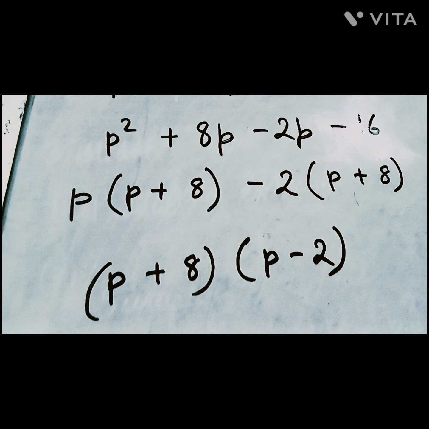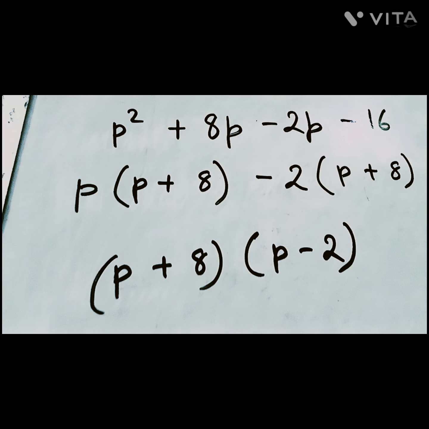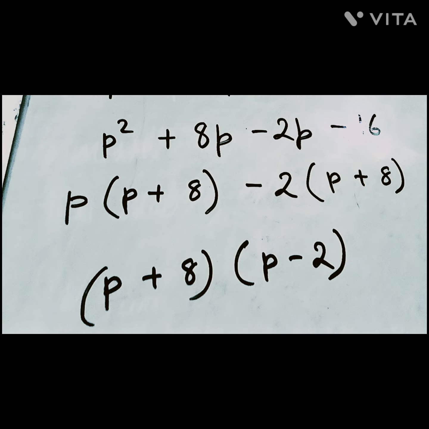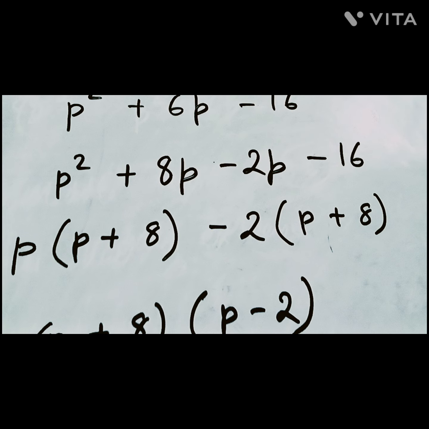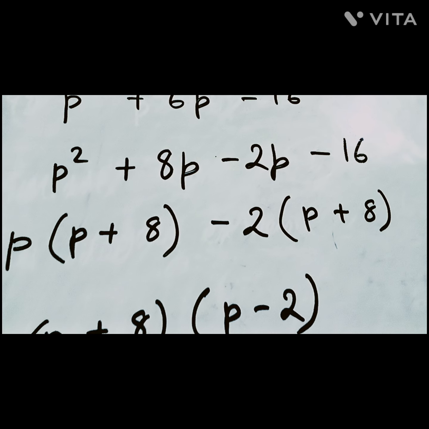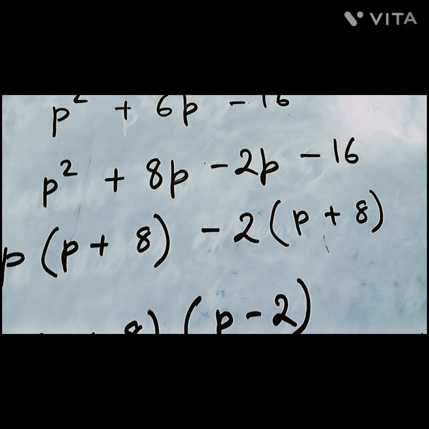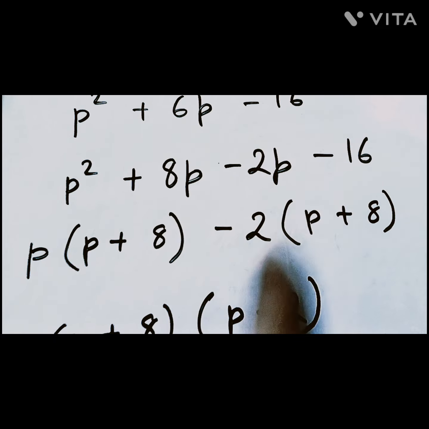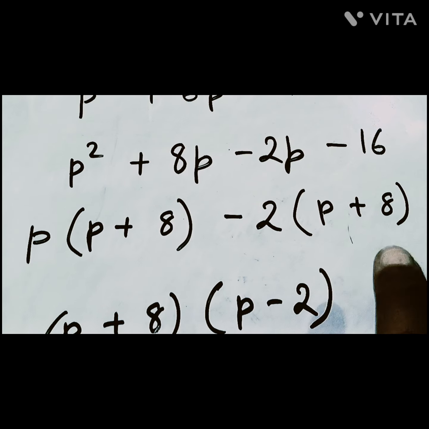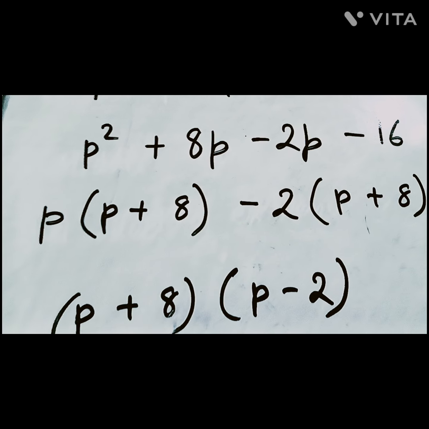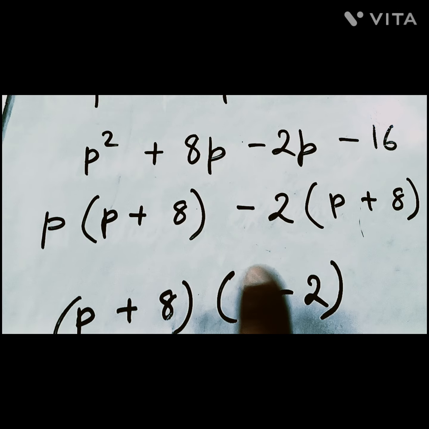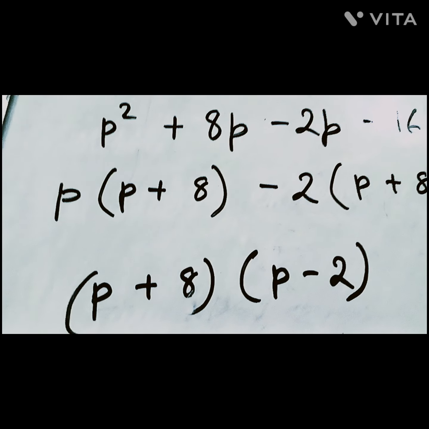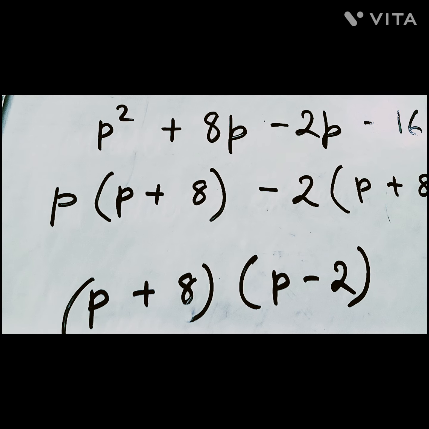What is remaining? p plus 8 is put inside the bracket. Similarly, minus 2 is the common factor, which is put outside. What is remaining is p plus 8. Now we have to remember that we have put plus 8. Why? Because when we open, plus and minus become minus. That's the reason we have changed the symbol. p plus 8 is common, so this is the common factor, and p minus 2 is another factor. So the two factors are p plus 8 and p minus 2.